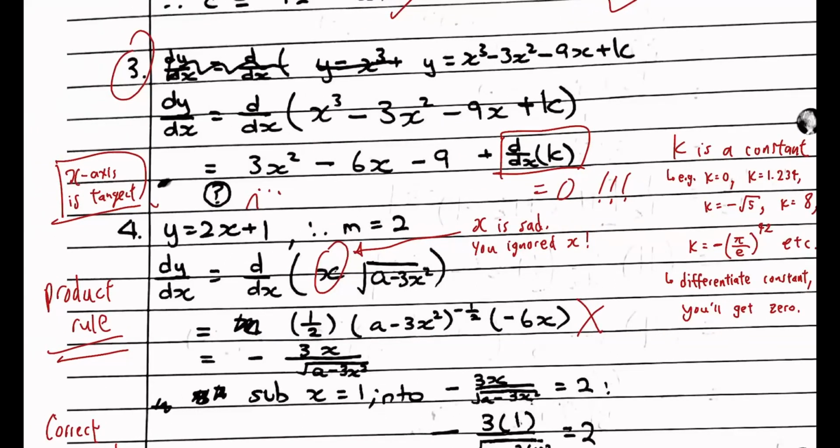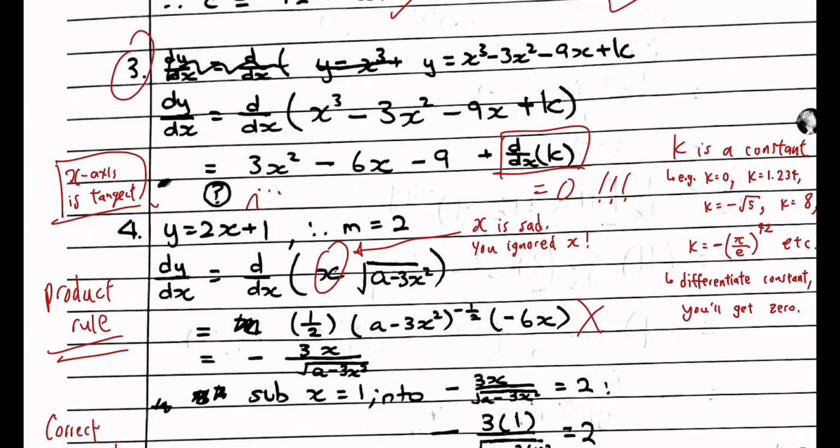They ask, find the possible values of k for which the x-axis is tangent to the curve. What does that mean? X-axis is tangent to the curve. I think it means that dy/dx is equal to 0. Correct. Because the gradient is 0, because it's parallel to the x-axis. It's a horizontal line. The x-axis is a horizontal line. The tangent is itself the x-axis.